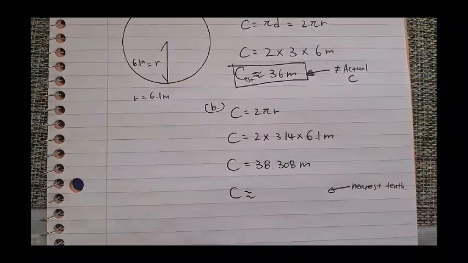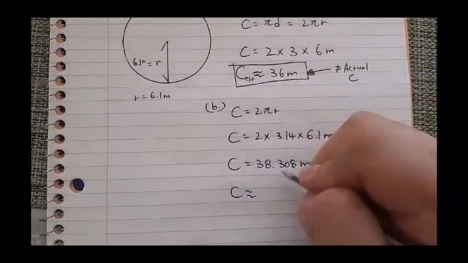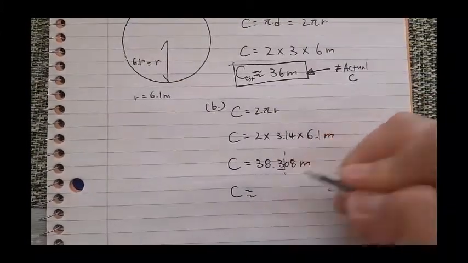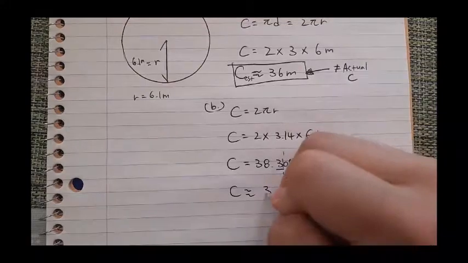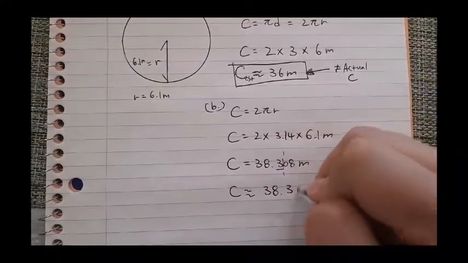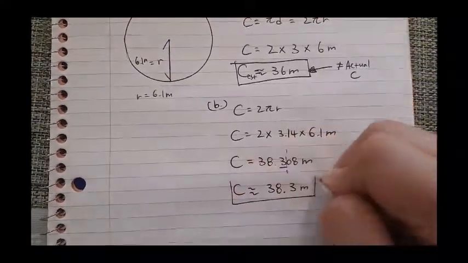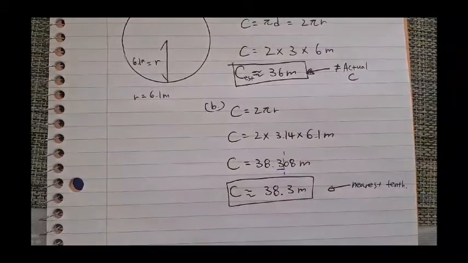That means we need to round it. The place that we need to round to is basically the first decimal place, if it says nearest tenth. So that means 38.3 meter is your final answer. So that is what you can do.